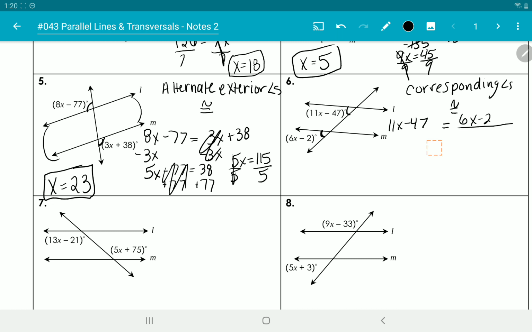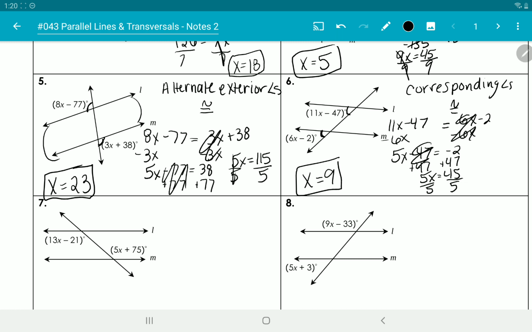Once again, I'm going to go ahead and get the smaller x to the other side first. So I'm going to subtract that 6x. Okay. So that will give us 5x minus 47 equals this negative 2. Okay. So we're going to add the 47 to the other side, giving us 5x equals 45, because those ones canceled out. And we'll divide by 5, which is going to give us that x is equal to 9.